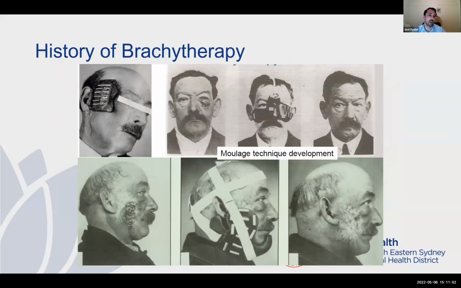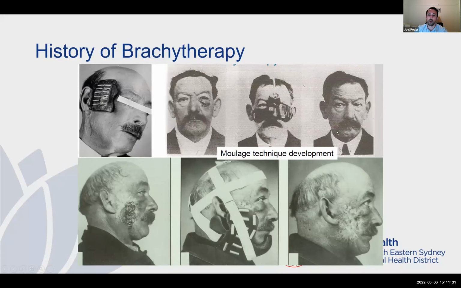Here's some evidence, again from the early 1900s, of a technique called the moulage technique. Basically that involved placing radium sources in an array on the patient's skin. You can see this gentleman has a lesion under his eye. This technique was used, and then you can see this lesion resolve. This is really skin brachytherapy, and not too different from the skin brachytherapy we would use to treat today.